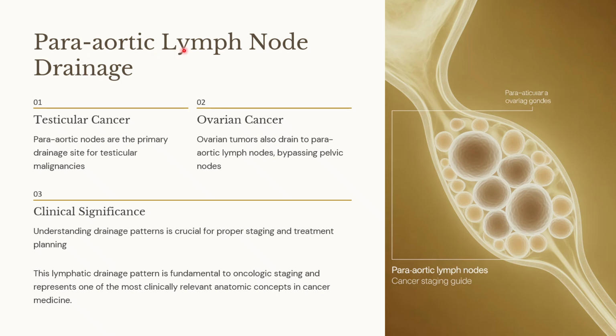What about para-aortic lymph node drainage? Testicular cancer and ovarian cancer will metastasize to the retroperitoneal lymph nodes. Why? This is because of the origin of the testis and the ovaries from the retroperitoneum. They share the common origin. Therefore, testicular and ovarian cancers will drain to the para-aortic lymph nodes, which are retroperitoneal lymph nodes.